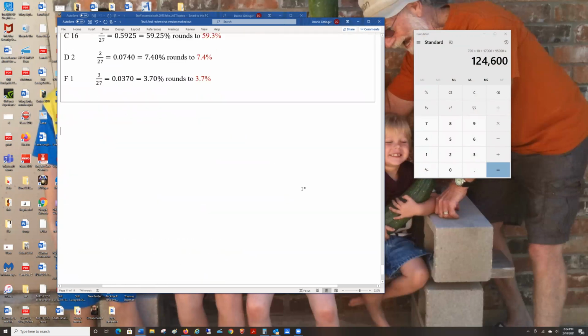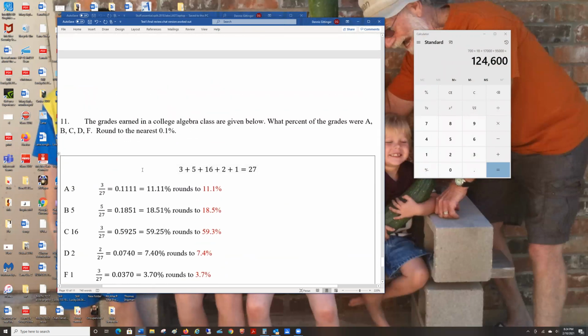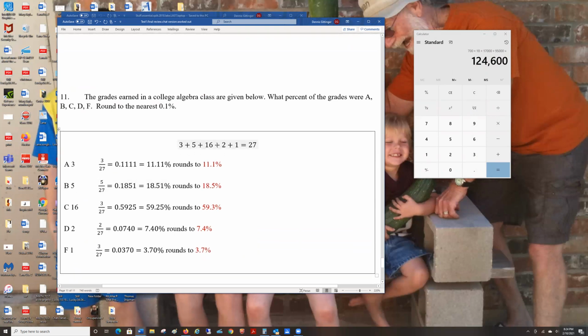All right. And number 11, grades earned in class. You got three A's and so on. You add them up. You have 27 students. You divide each of those five numbers by 27. Write four decimal places because it asks for us to round it to the nearest 0.1%. Okay, so that means one digit to the right of the point after it's changed to a percent. So the answer is not 0.1. Change it to a percent first, then round it off to one decimal place after you've changed it to a percent. And the rest are the same, 5 divided by 27 and so on.